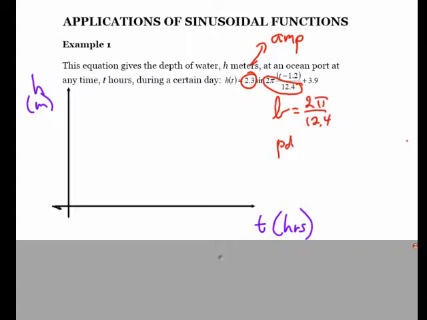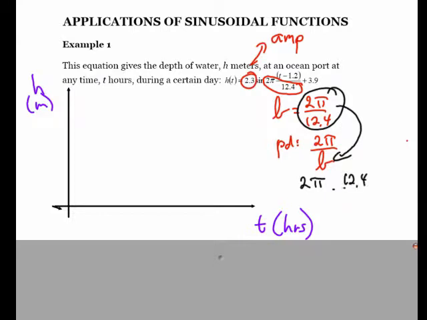We know that the period is a normal period divided by B. If I put this B into this spot in order to calculate the new period, that would be 2 pi divided by that value. So I'm going to take the reciprocal and multiply, and I get 12.4 as the period. In other words, the graph will go through one cycle after 12.4 hours. So I'm going to put that there.